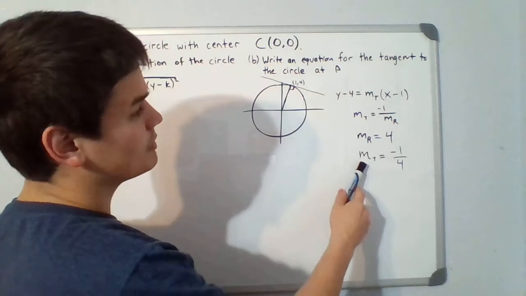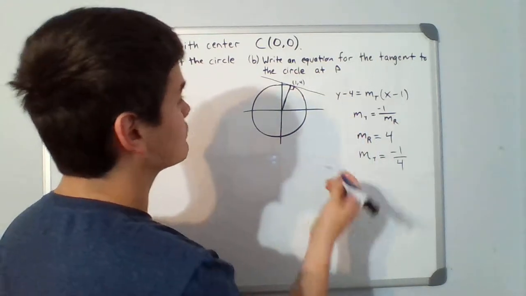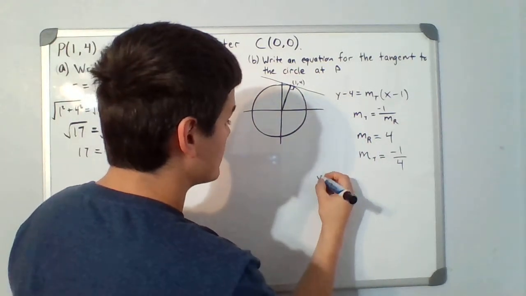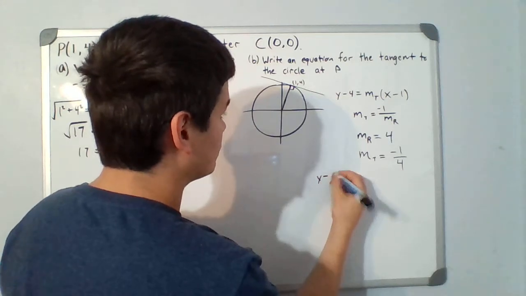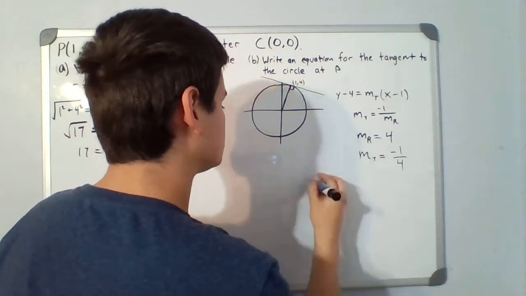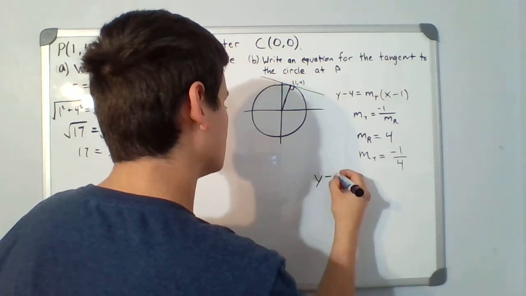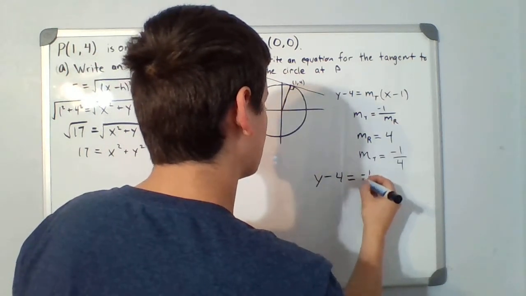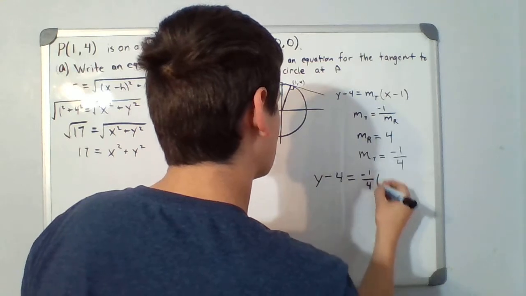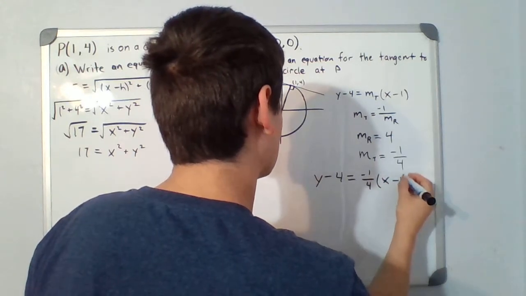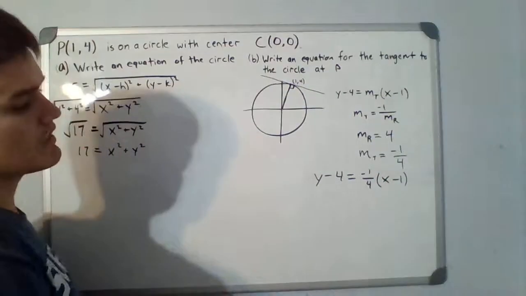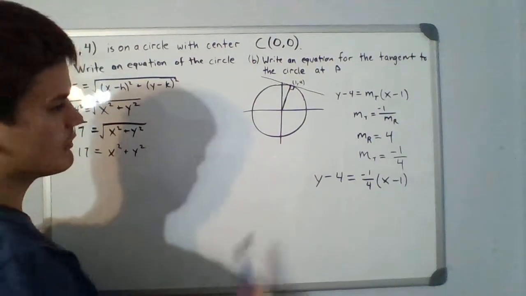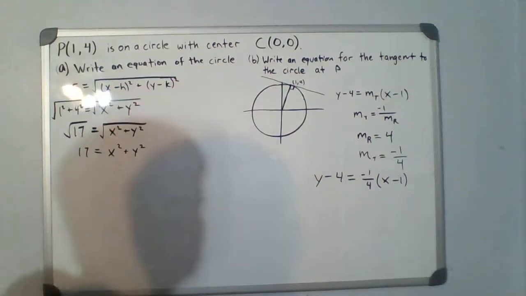Now I can use this piece of information to find the equation for the tangent line. It's going to be y minus 4 is equal to -1/4 times x minus 1. And then I can move the 4 to the other side and solve for y if I wanted to, but I'll just leave it in that form for now.